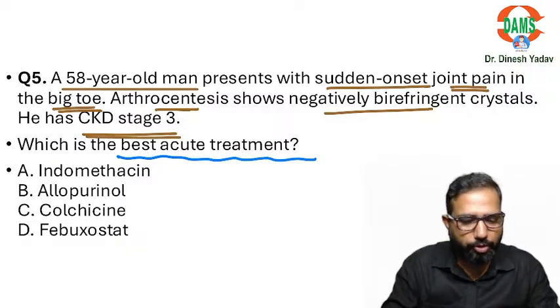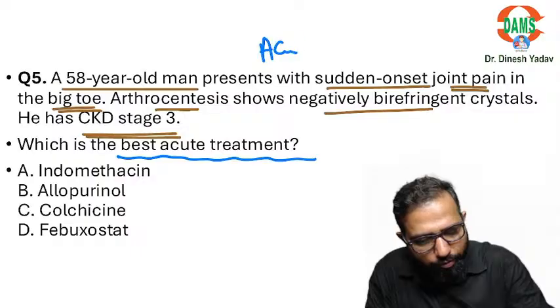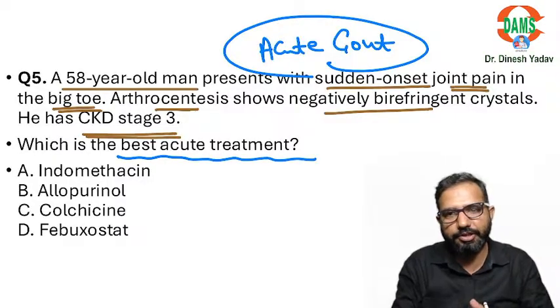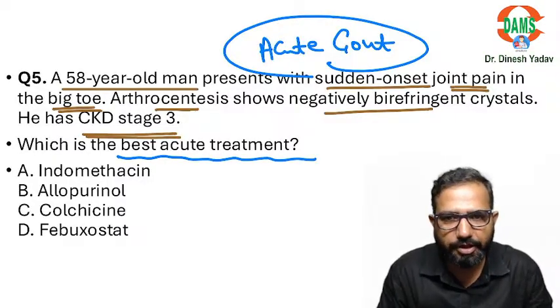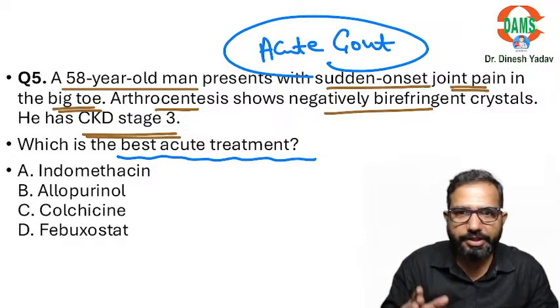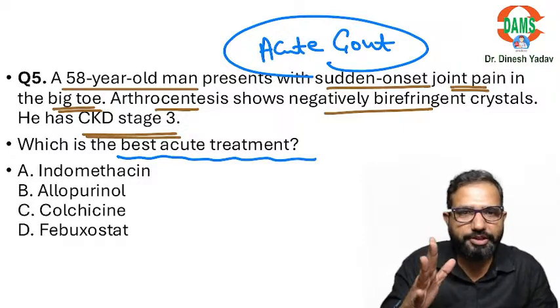It is a patient of acute gout. What is the best treatment for this patient, bachcho? Is it indomethacin? Is it allopurinol? Is it colchicine? Is it febuxostat?